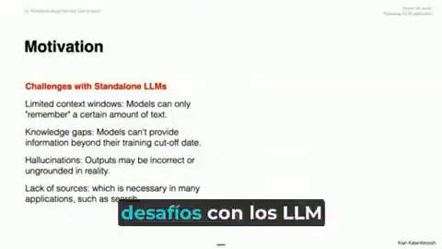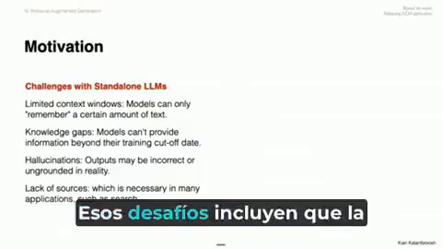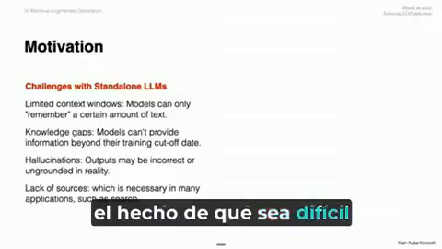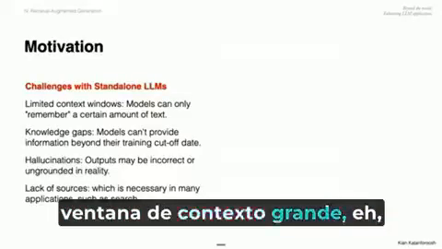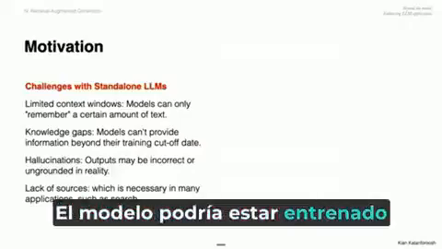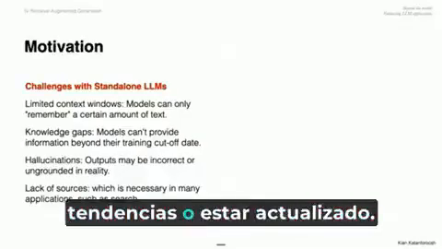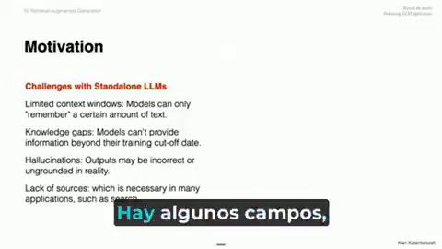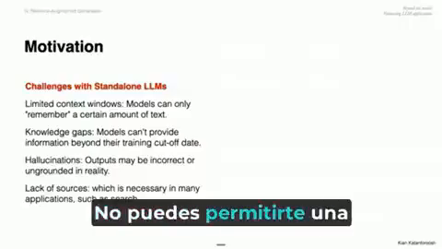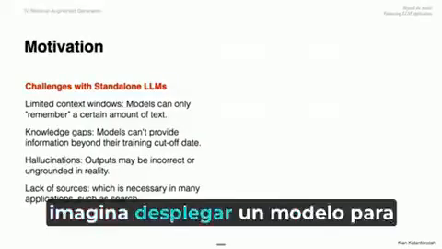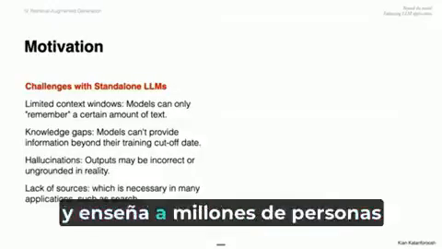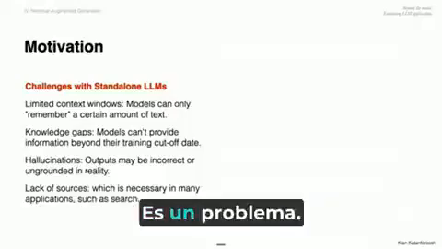We've seen some of the challenges with standalone LLMs. Those challenges include the context window being small, the fact that it's hard to remember details within a large context window, knowledge gaps, cutoff dates you mentioned earlier. The model might be trained up to a date and then it cannot follow the trends or be up to date. Hallucinations. There are some fields, think about medical diagnosis, where hallucinations are very costly. You can't afford a hallucination. Even in education, imagine deploying a model for the US youth education and it hallucinates and it teaches millions of people something completely wrong. It's a problem.